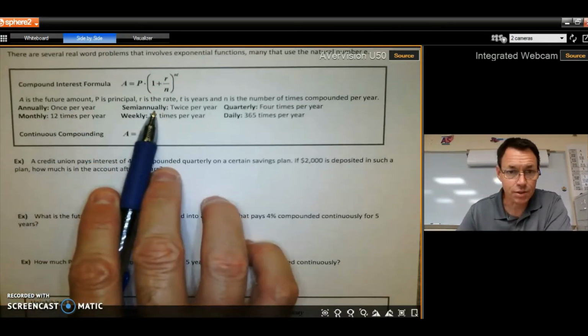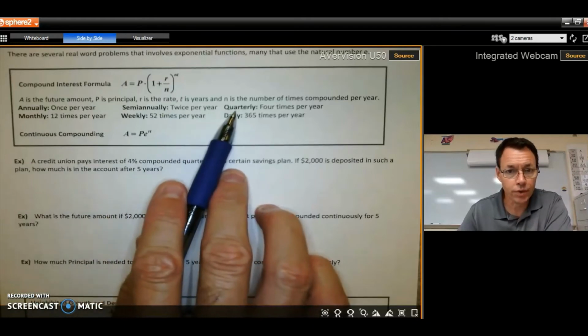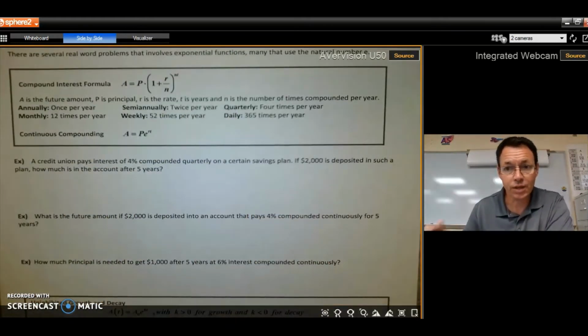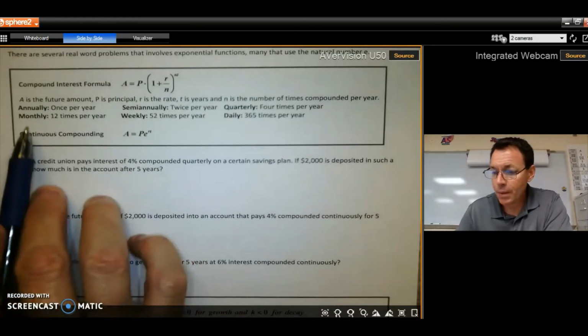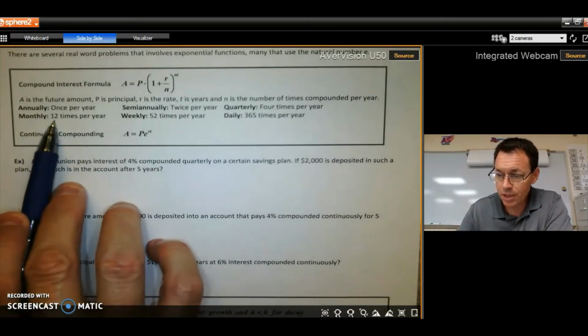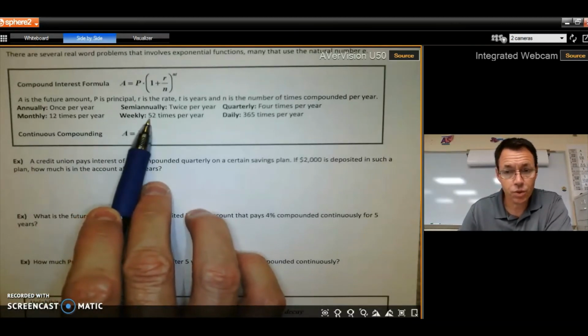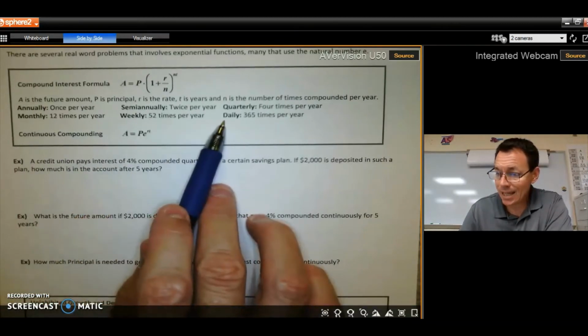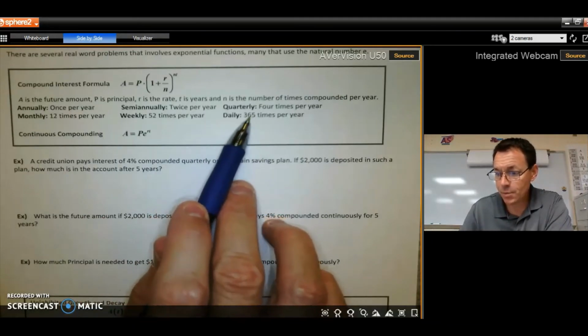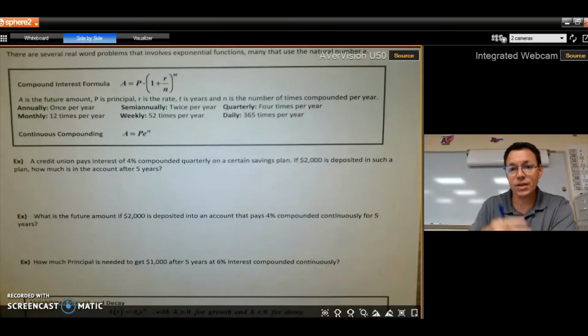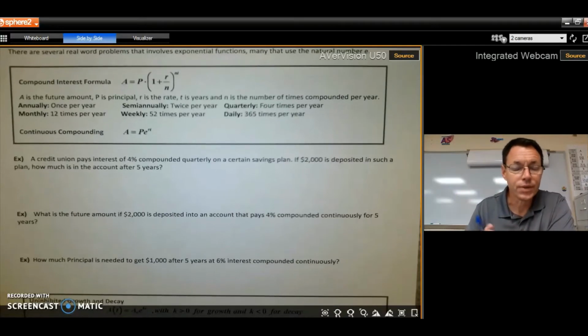Semi-annually, every 6 months, so that's twice per year. Quarterly, 4 times per year, so every 3 months. Monthly, so the N would be 12. Weekly, it'd be 52, so once a week. And then daily means 365 times per year. So at the end of every day, they're going to calculate your interest and give it to you.